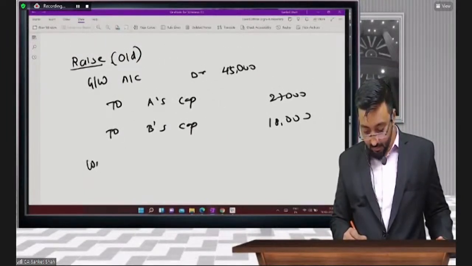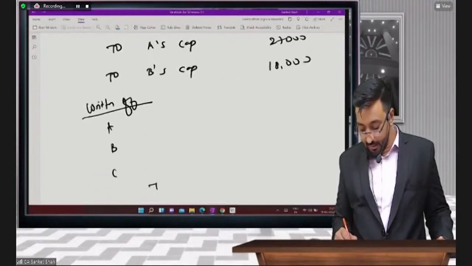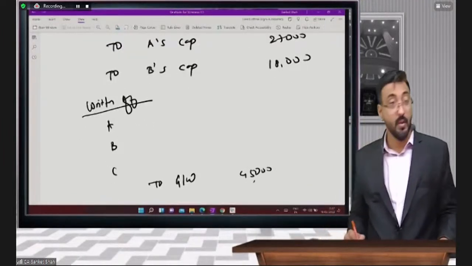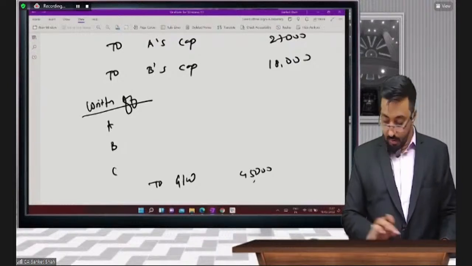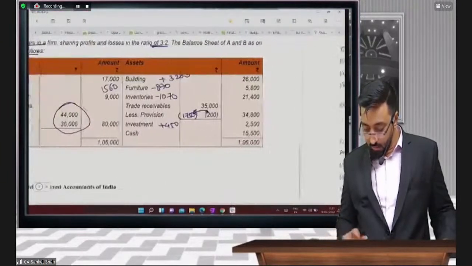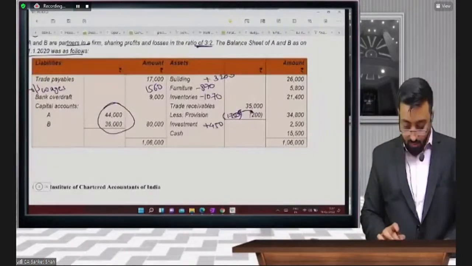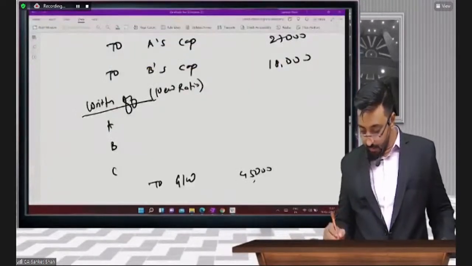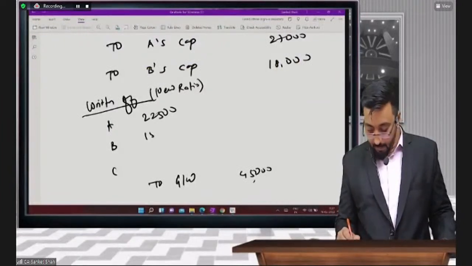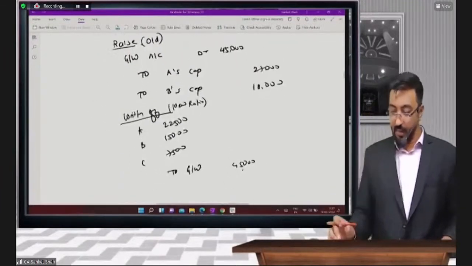Raised and written off. A's capital, B's capital, C's capital, goodwill 45,000. 45,000 in which ratio? New ratio. What is the new ratio? New ratio is 3:2:1. So 45,000 divided by 6 into 3, 22,500, 15,000 and 7,500. So see beta, now I'm going to give effects.